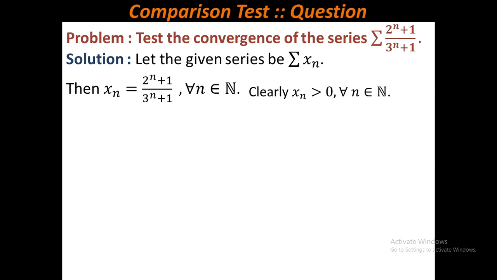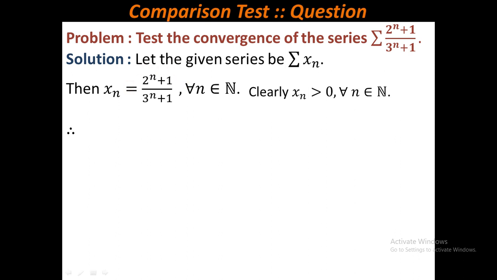Now, at first you have to take limit n tends to infinity of xn. If this is non-zero, that is, it may be infinite or a non-zero finite number, then you can conclude that xn is a divergent series.